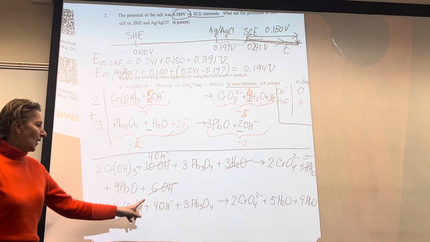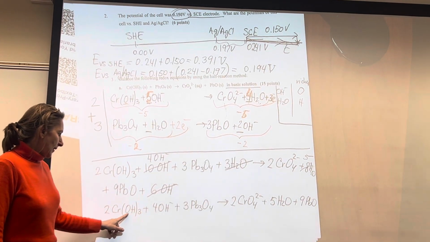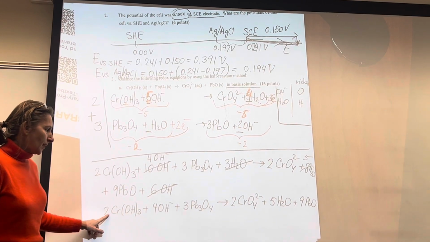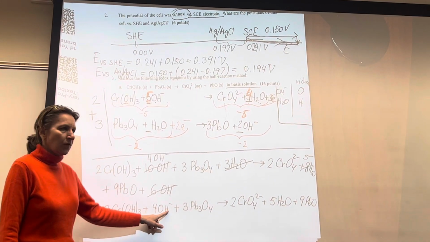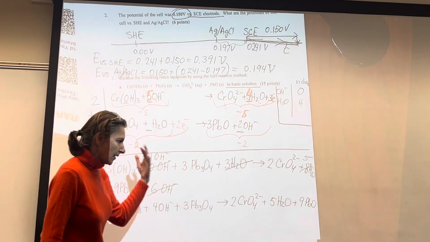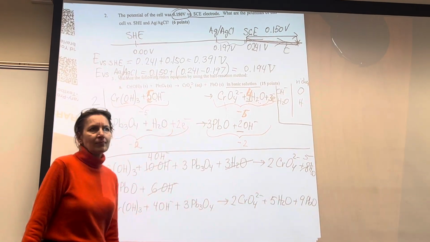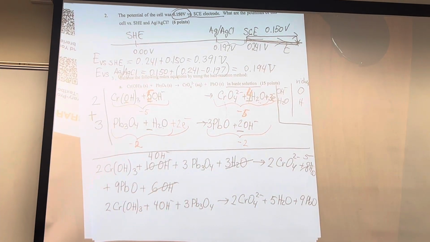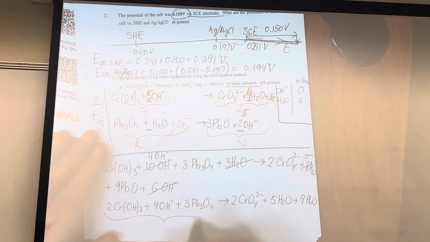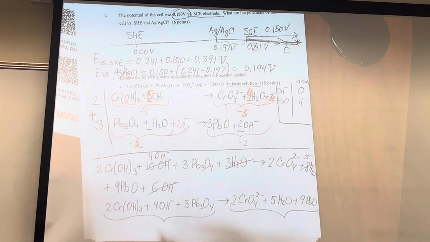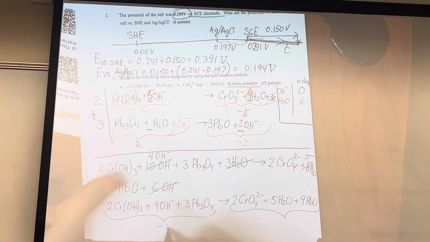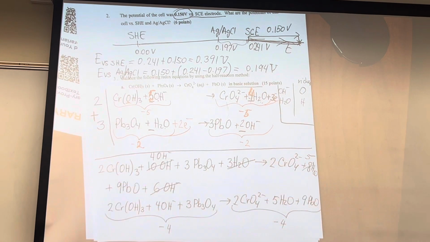Oxygen is good. Hydrogen. We had 6 hydrogens here. 6 and 4, 10. That's it. 10. Okay? Overall charge before and after. Let's look at that. What's before? Minus 4. What's after? Minus 4. Balanced.